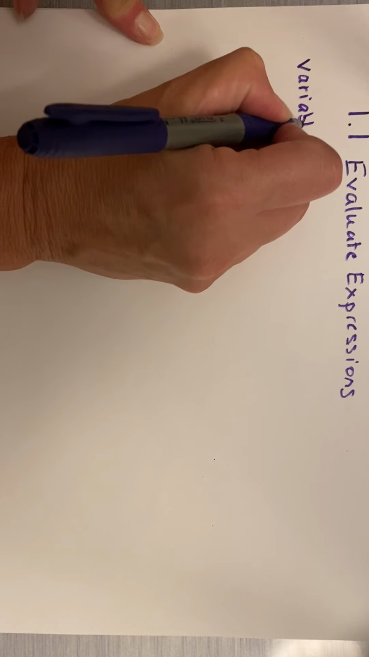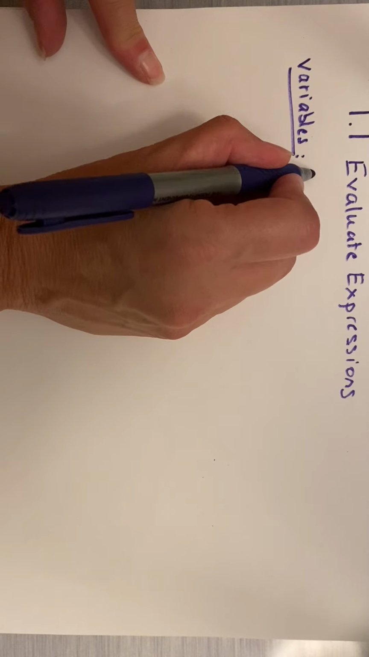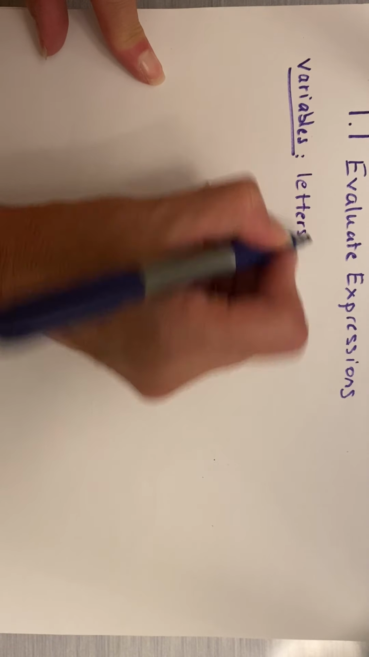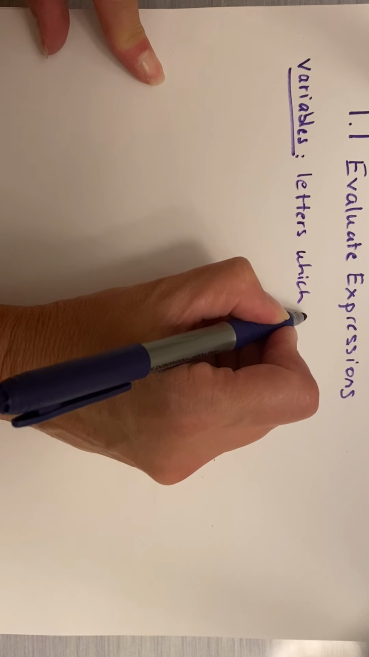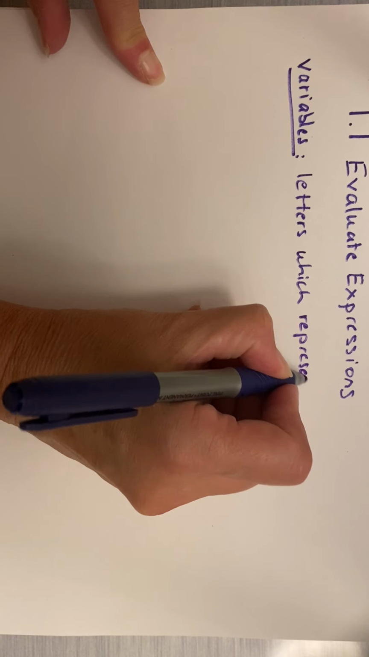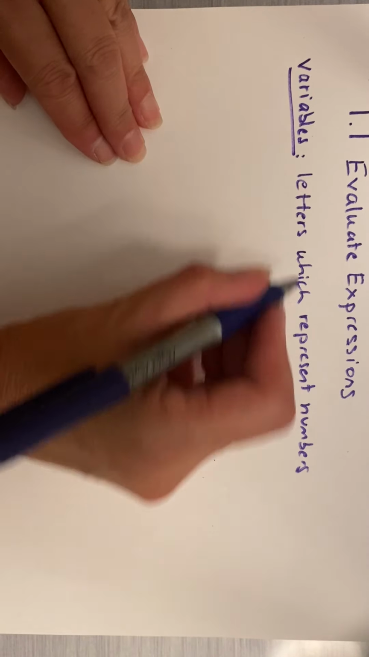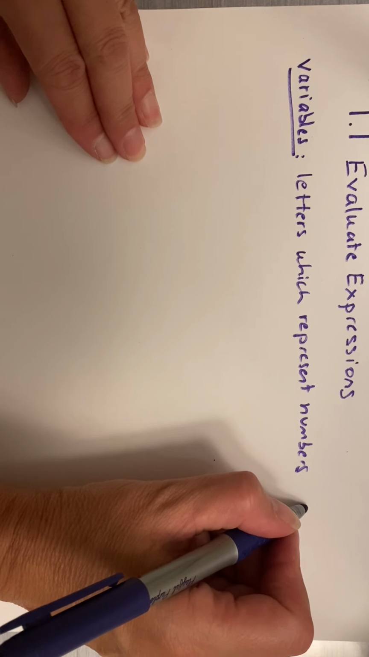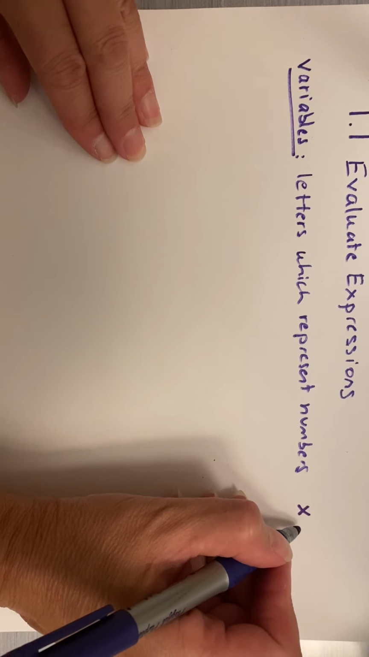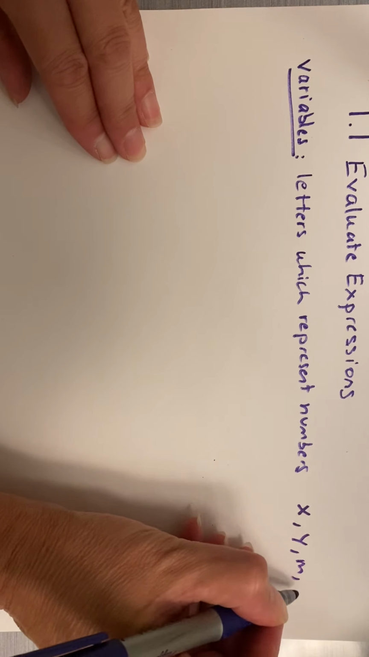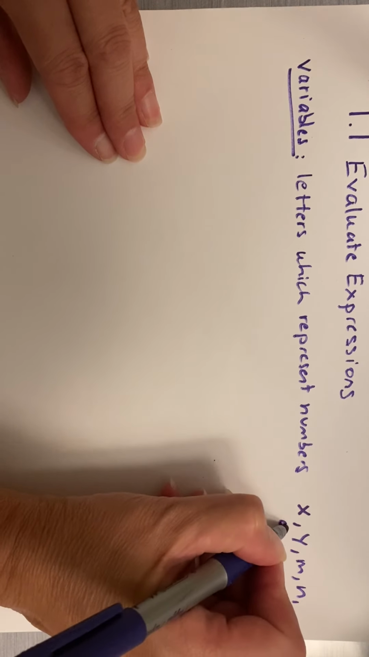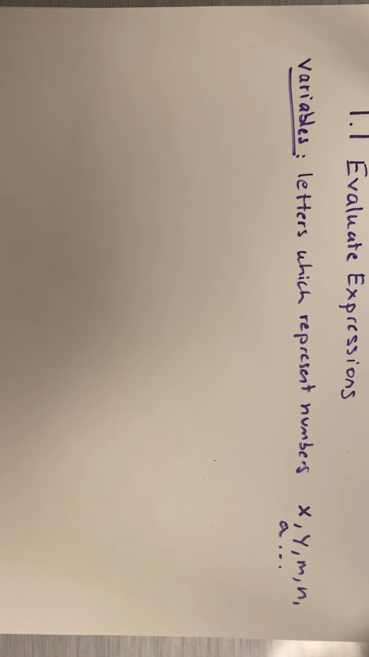Variables. A variable is a letter, or letters, since we made it plural, which represent numbers. And they can represent either one number or more numbers. And the word variable gives you a clue, right, that it can vary. You've seen before, typically we'll see x, but we'll also see y, or m, or n, or a, etc. A variable can be any letter that represents one or more numbers.